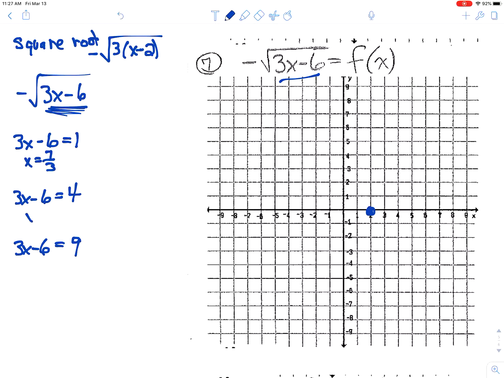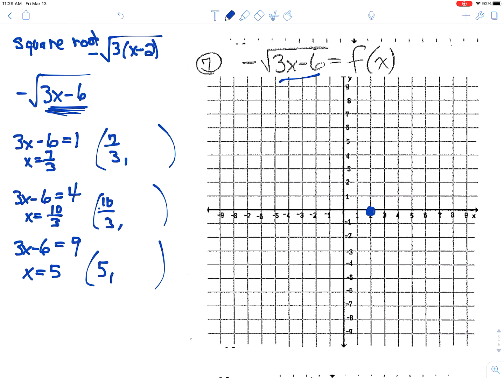X needs to be 7/3. X needs to be 10/3. And x needs to be, that's 15 divided by 3. Oh, that's 5. So it might be good to pause me right now and see if you can identify, when these points are put into the function, what the y coordinate is going to be.